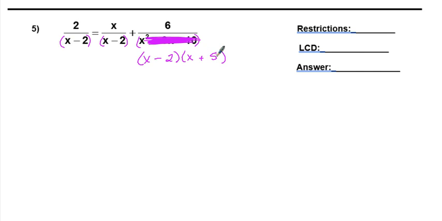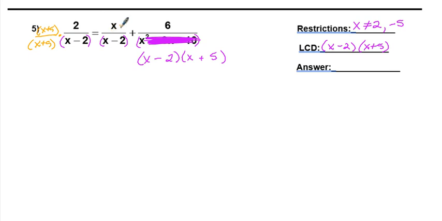If I look across the bottom, clearly my LCD is going to be x minus 2 and x plus 5. My restrictions, I can't have x being 2, because if it was, that would cause a 0 here. So x cannot equal 2. And I can't have an x being equal to negative 5, because that would cause a 0 there as well. So 2 and negative 5 are no-nos for this particular problem. Let's get everybody up to speed for the denominators. This fraction is missing the x plus 5, so let's give both top and bottom x plus 5.